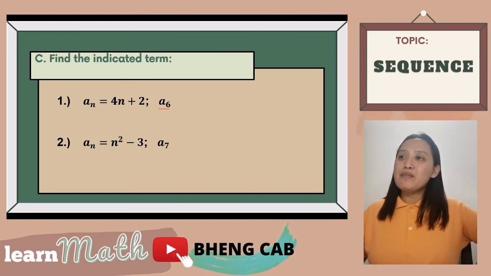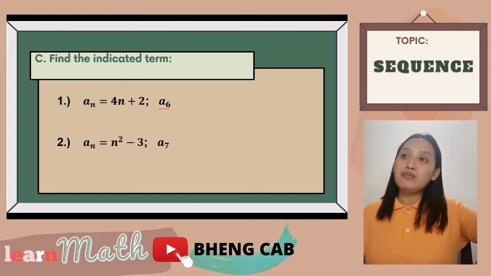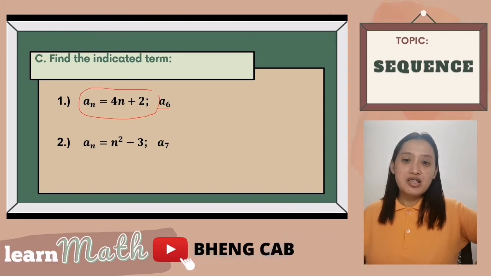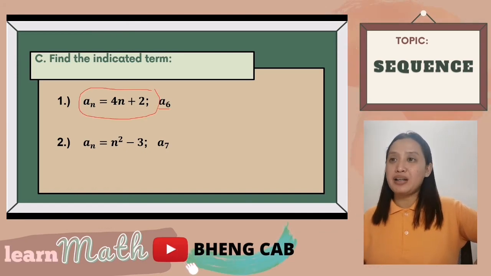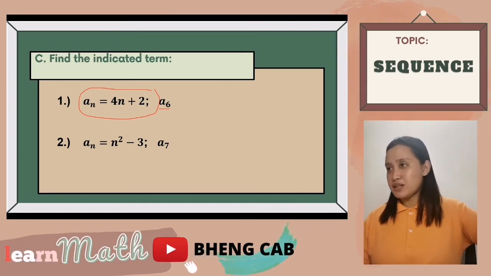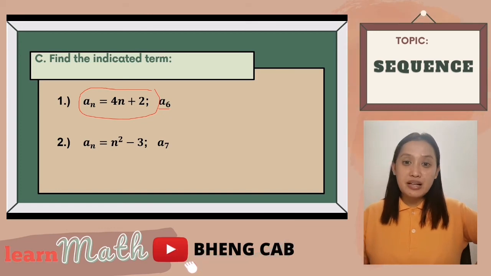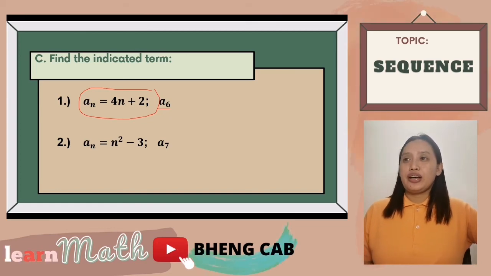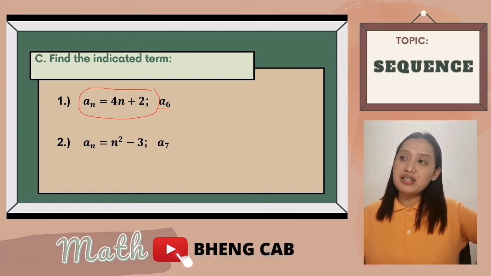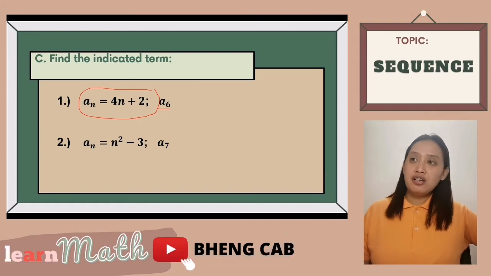So dito, instead of having a sequence tapos identify mo yung sixth term, meron ka munang general rule. Ang binigay dito, general rule naman, tapos hanapin mo yung pang-anim na term. Ang technique dito, for everyone watching, is just simply substitution. Sa-substitute mo lang yung value ng n equals to 6 dito sa general rule natin. That's it. Ganun lang siya kasimple.